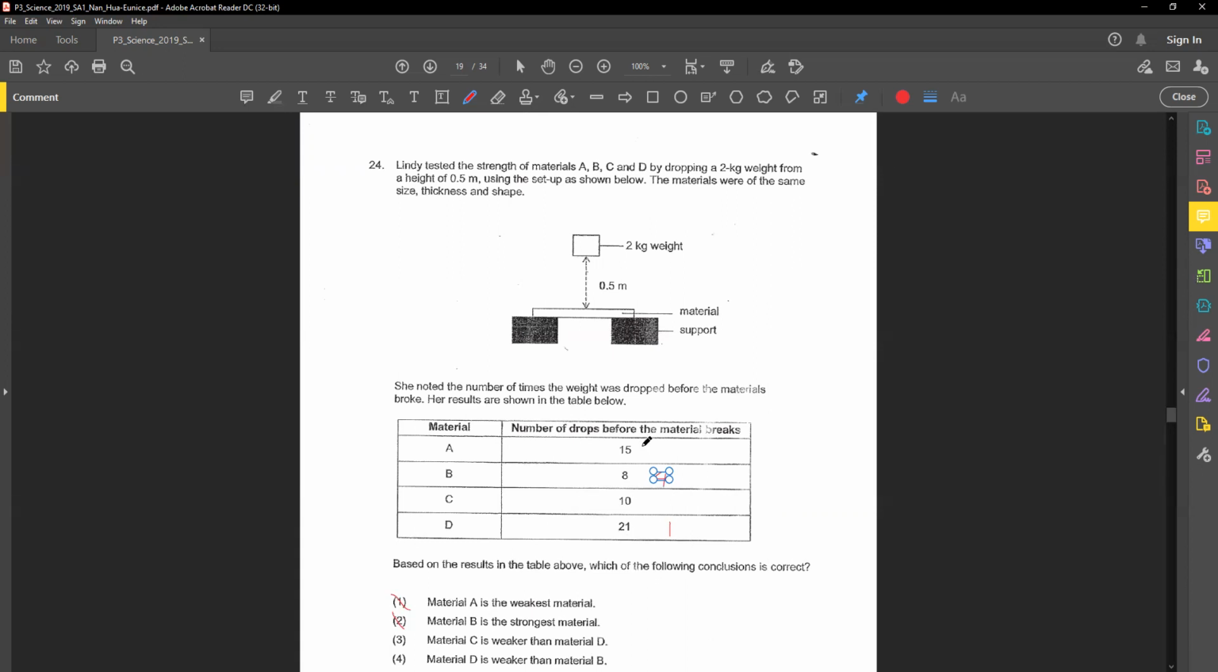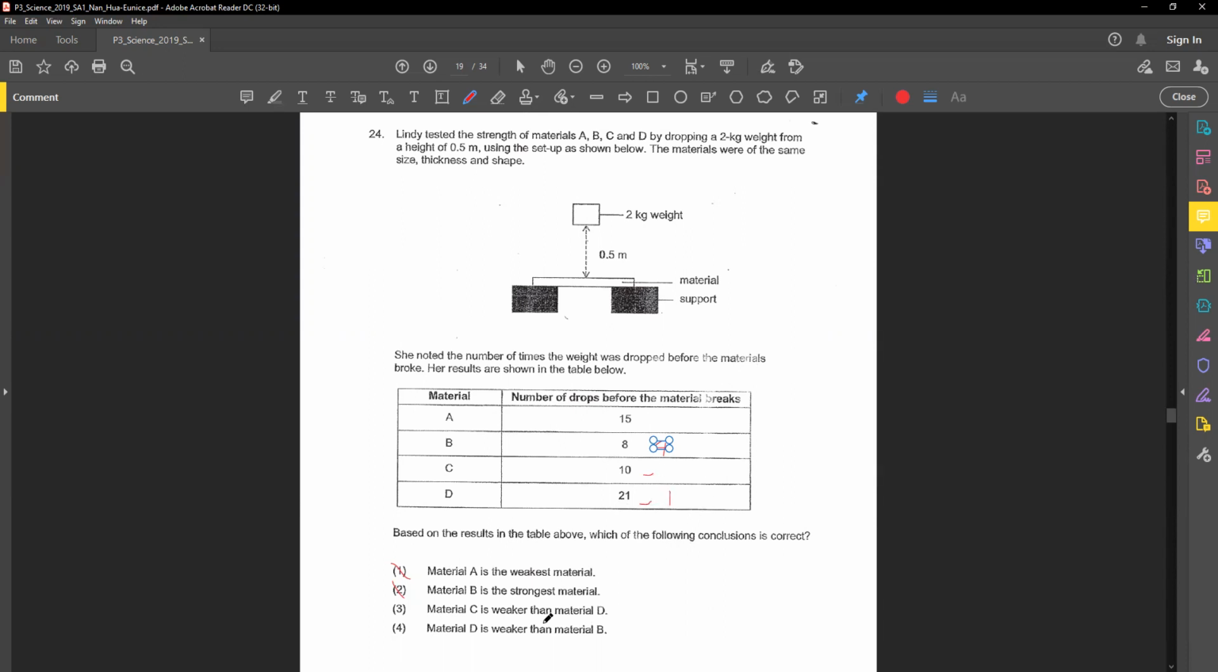Now, material C can only take 10 drops before breaking, but material D can take 21 drops. So material C is weaker than material D, and option 3 is correct.